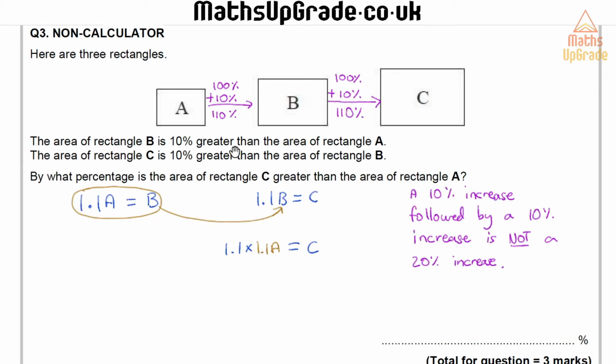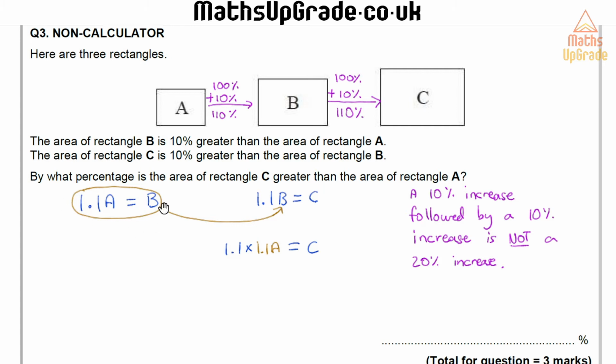First of all, I'm going to recognise that a 10% increase means that this rectangle B is now 110% of rectangle A. Similarly, rectangle C is 110% of rectangle B. Now, rather than writing 110%, I'm going to write that as a decimal. 110% as a multiplier is 1.1. So 1.1 times A is equal to B. Okay, in a similar way, 1.1 times B is equal to C.